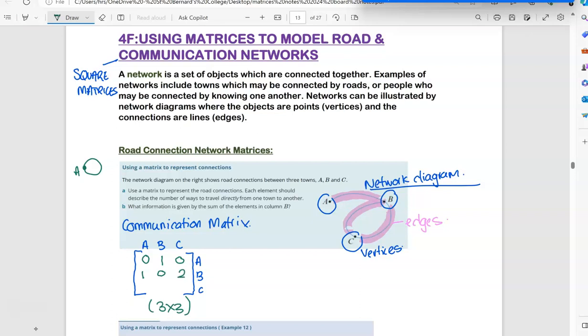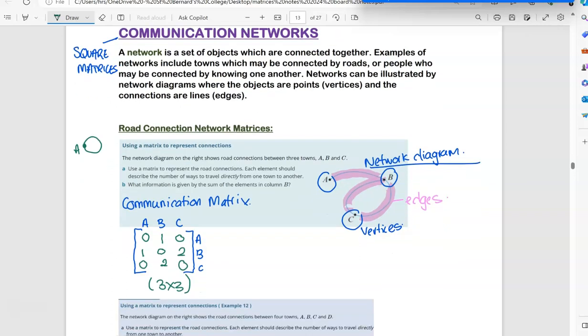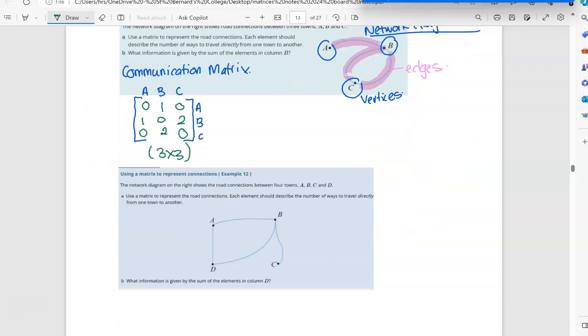So once again, between C and A, there's 0. Between C and B, there is 2. And C and C is 0. Okay? So there I'm setting up a communication matrix. So using a matrix to represent connections.